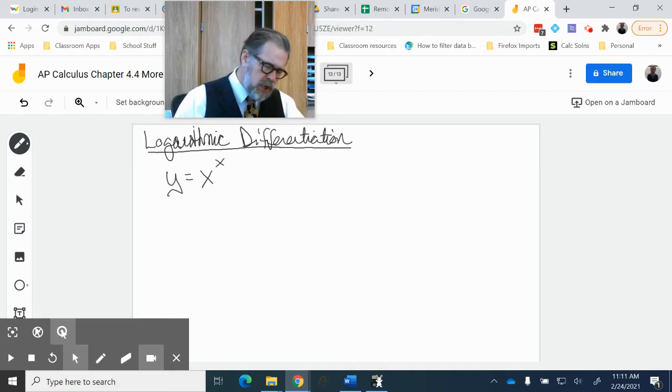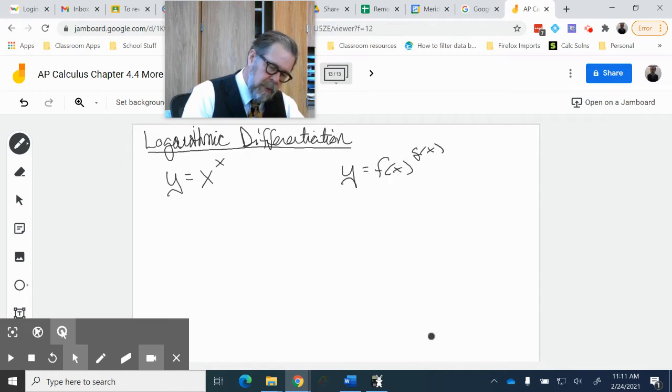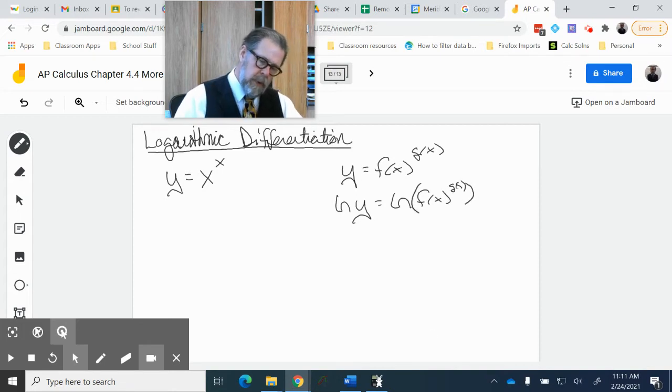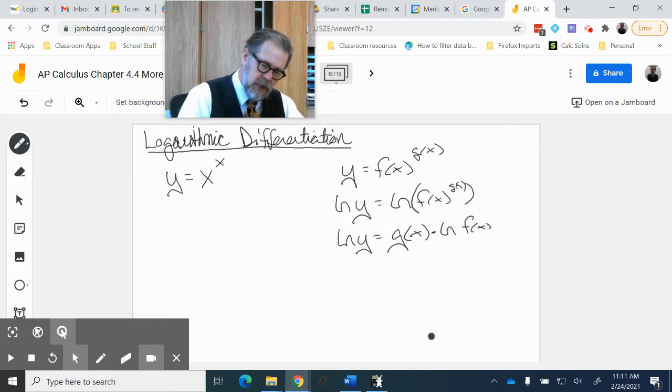So what we're going to do is logarithmic differentiation says that if I have y equals some function to the power of some other function, if I take the log of both sides, I can rewrite this as natural log of y equals g of x times natural log of f of x. And I can use implicit differentiation on this side, and I can use the product rule on this side.